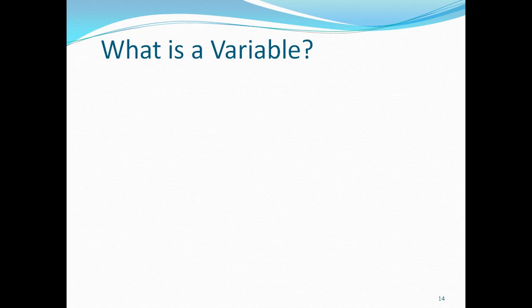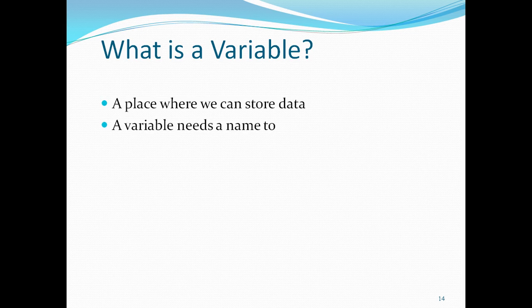A variable has to be declared with specific syntax, and we have to follow certain rules, and we are going to see what the specific syntax and rules are that we need to follow while declaring a variable. I repeat again, what is a variable? A variable is nothing but a temporary storage of data, a place where we can store data, and a variable needs a name in order to store data, right?